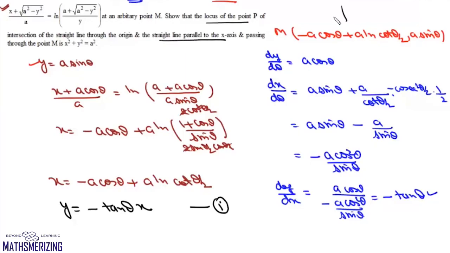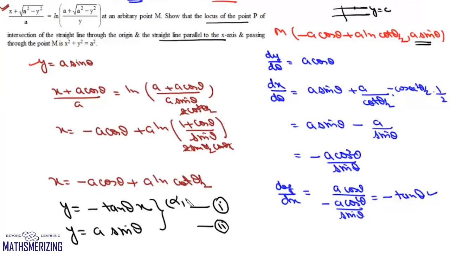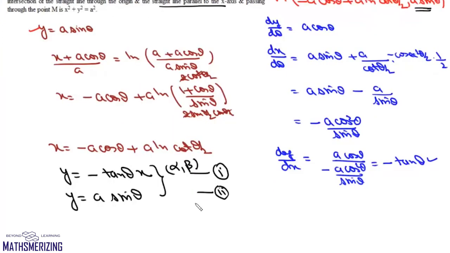So we have the straight line passing through M and parallel to the x-axis, which is given by y equals constant, and the constant in this case is a sin theta. So this other straight line is y equals a sin theta, and that's our second. We need to find the locus of the point of intersection of these two lines. Now suppose the point of intersection is (alpha, beta).